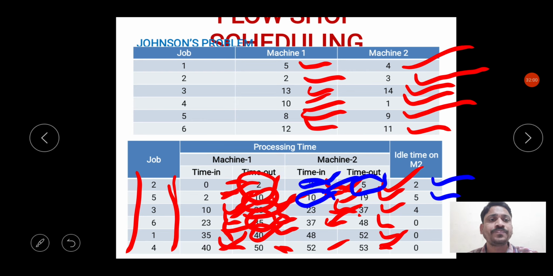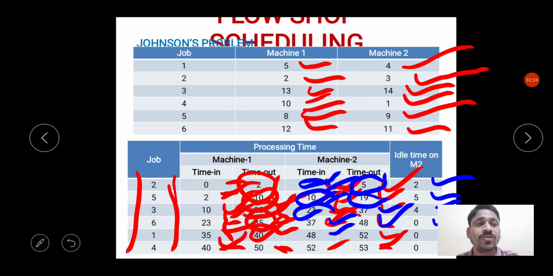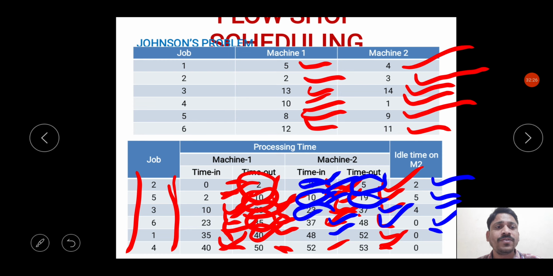And here we completed at 19 and the next job started at 23. So 23 minus 19, 4 hours is the idle time here. And here we completed at 37 and we started at 37. So 37 minus 37, 0 hours is the idle time here. Here the job finished at 48 and the next job started at 48. So 48 minus 48, 0 hours is the idle time here for machine 2. And here we completed at 52 and again we started the next job at 52. So here the idle time is 0 also, 52 minus 52.